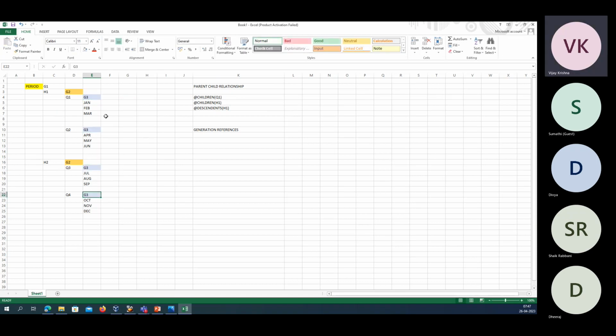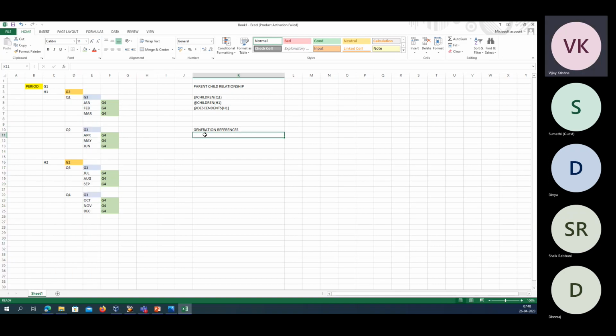Now months are called generation 4. So if months were broken up into weeks, that would be called generation 5. If weeks were broken up into days, that would be called generation 6. So generation references always start at the beginning and go down. Period is generation 1, H1 and H2 are generation 2, quarters are generation 3, and months are generation 4.